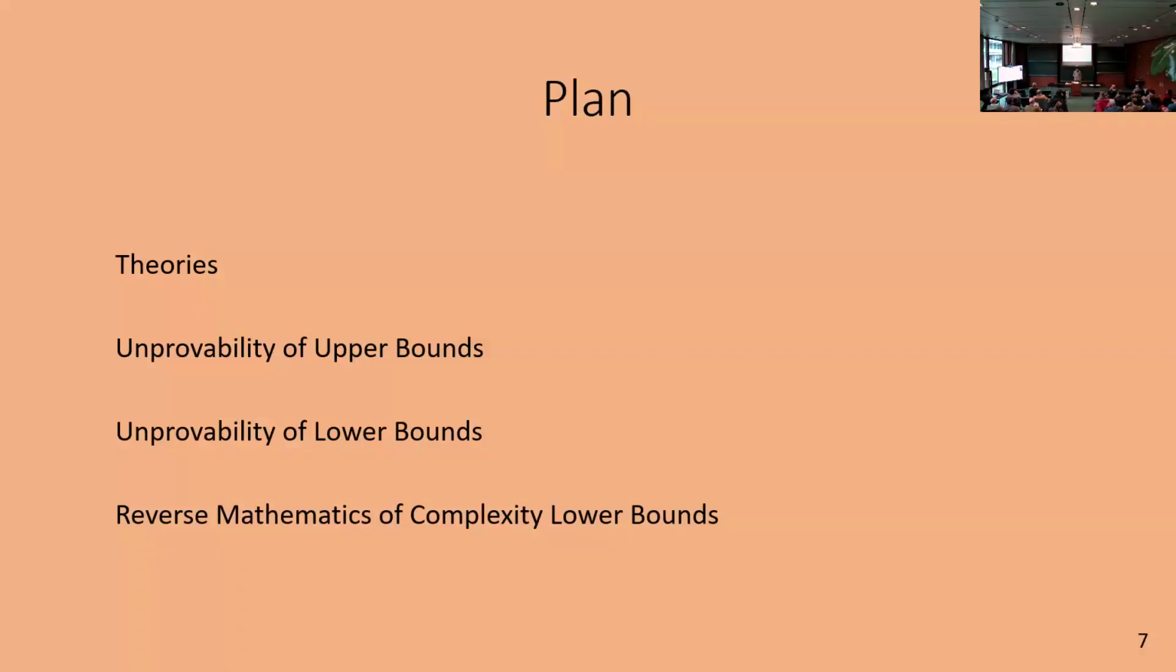Okay, so here is the plan for the talk. I'm going to introduce the basic theories. And then I'm going to survey some unprovability results from the last 5 or 10 years, both in the direction of upper bounds and lower bounds. And then if I have time, I'll tell you about some new results on the reverse mathematics of lower bounds.